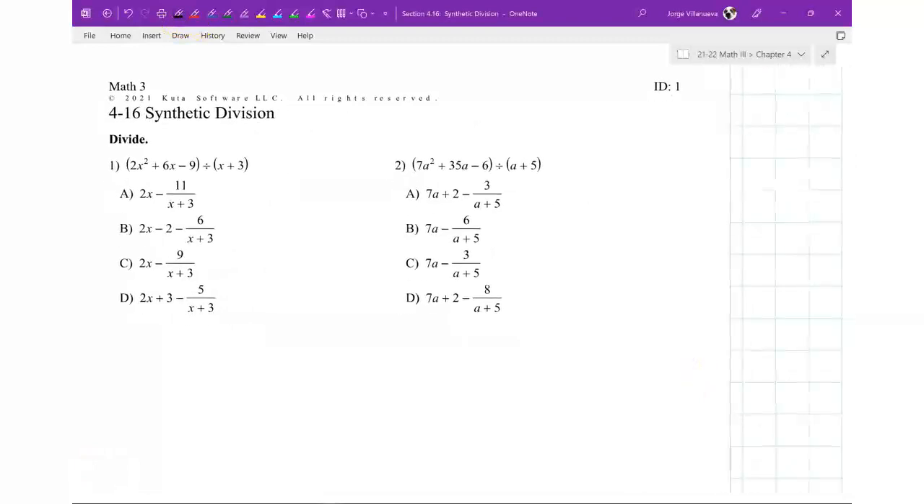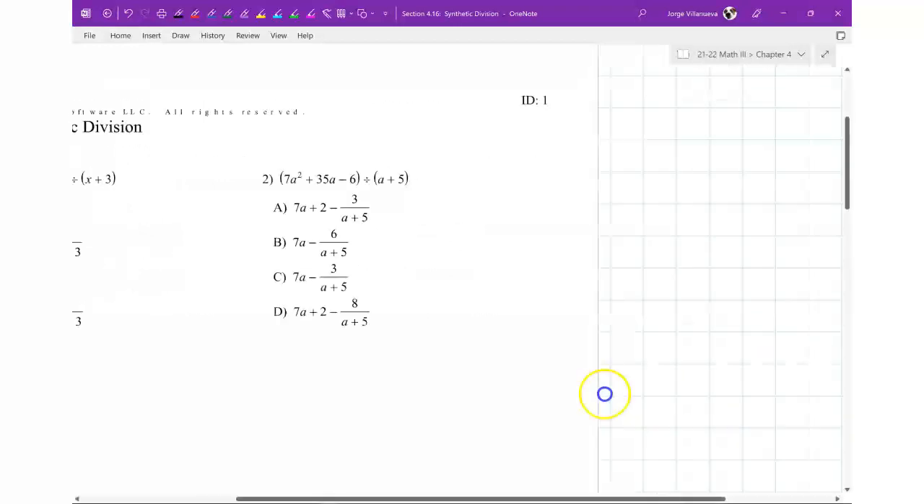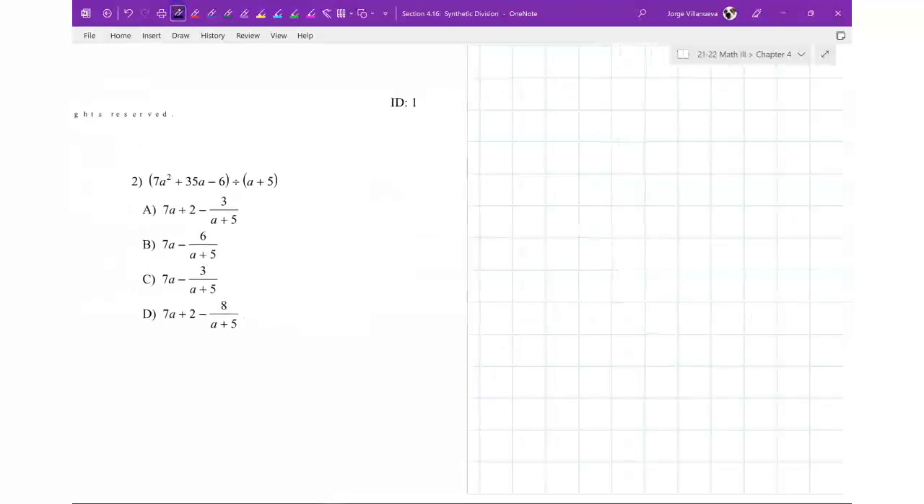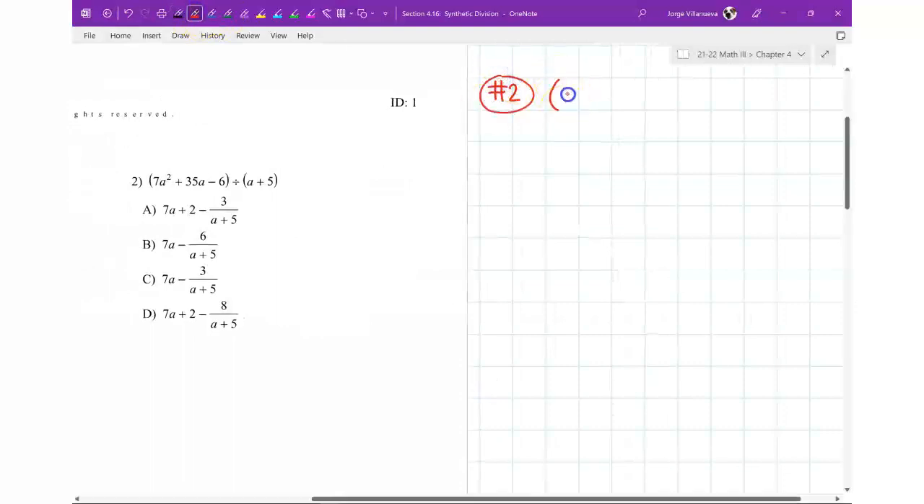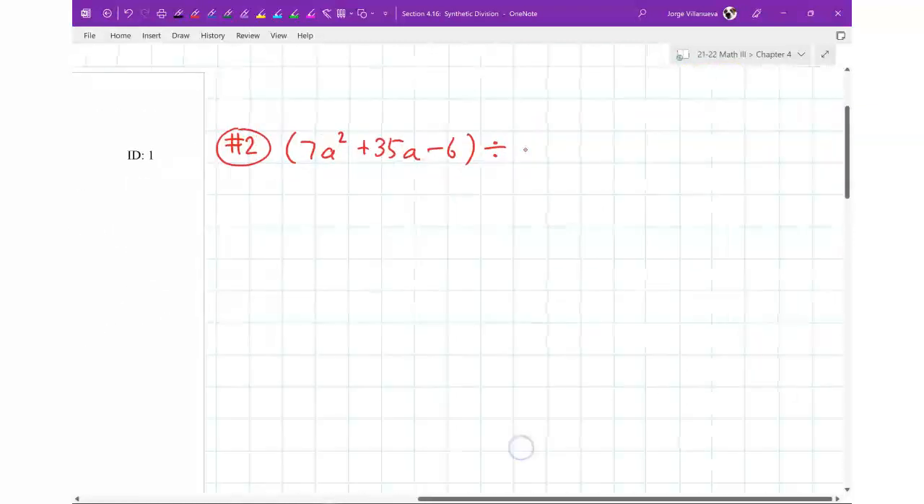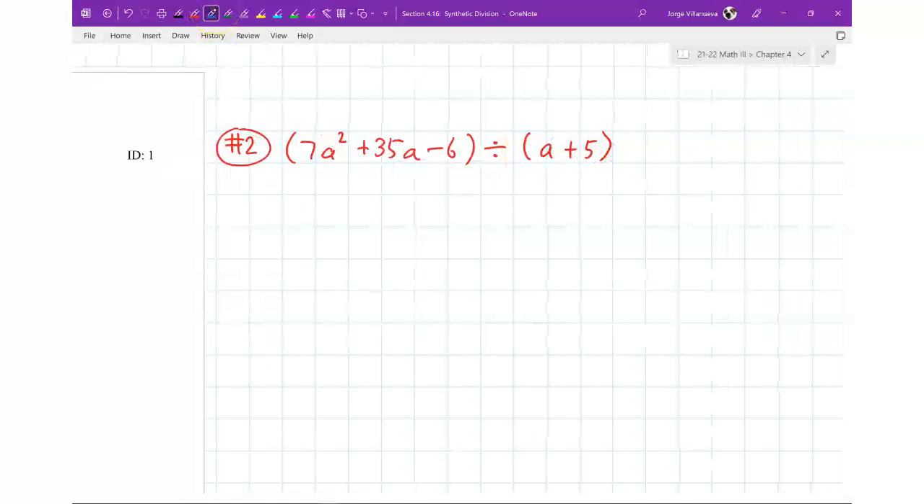All right, so let's do question number 2. Let me show you how this works. So question number 2 is 7a squared plus 35a minus 6 divided by a plus 5. So this is what it looks like when you do these problems, okay?